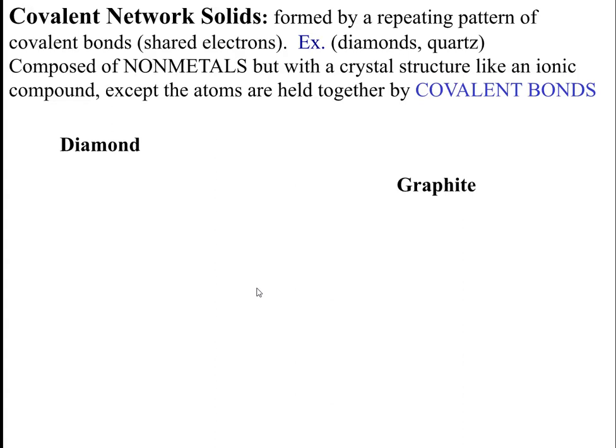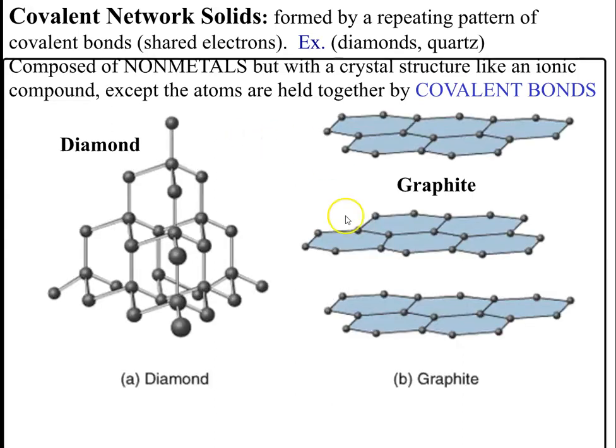One interesting class of compounds created through covalent bonding are what are referred to as covalent network solids. These are formed by a repeating pattern of covalent bonds or shared electrons. Examples would be diamond or quartz or graphite. They're composed of nonmetals, but they actually create a crystal structure like an ionic compound. The difference being that instead of being held together by that alternating positive and negative ion structure, they're held together by a repeating pattern of covalent bonds.